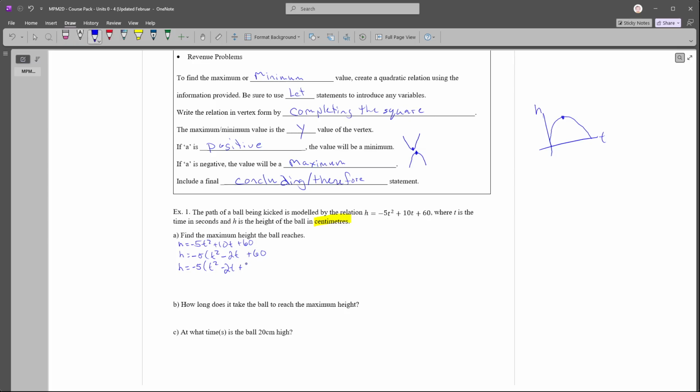Anybody else see what just happened there? Okay. Negative 2t. Oh, it killed one of my brackets there. And now we're going to add 1 and we're going to subtract 1. And then the plus 60 is still on the outside.